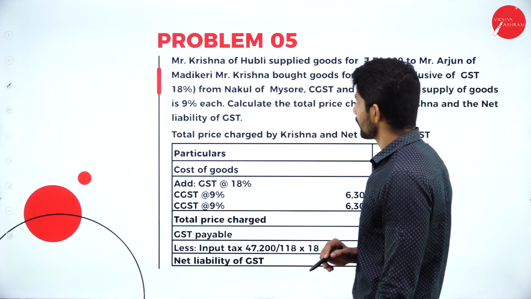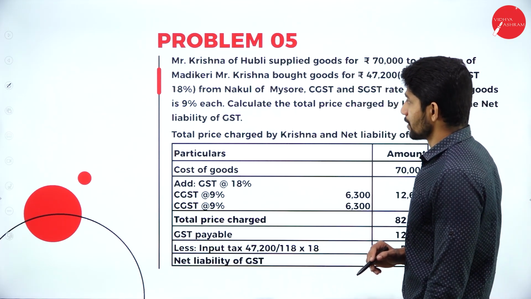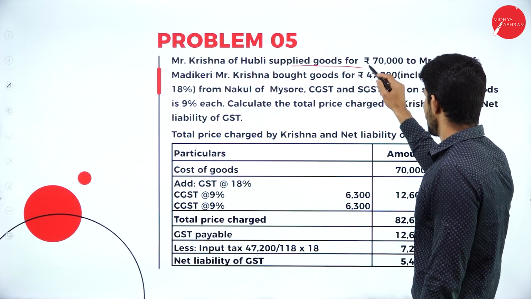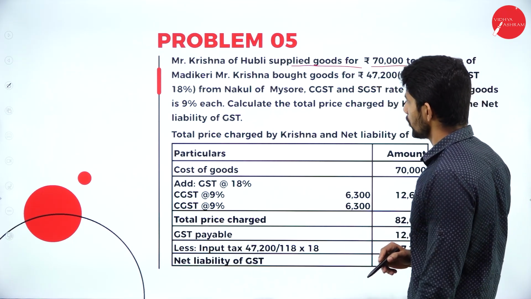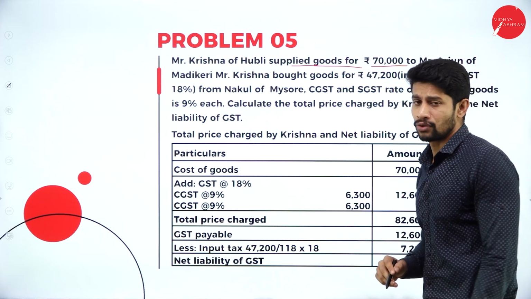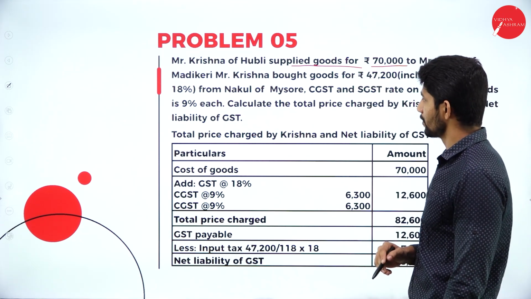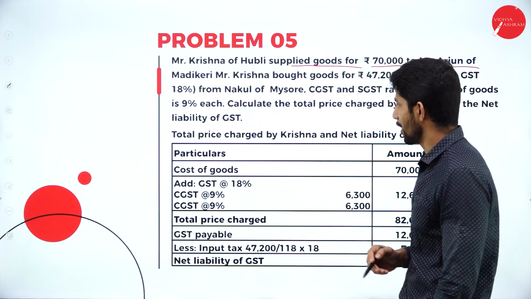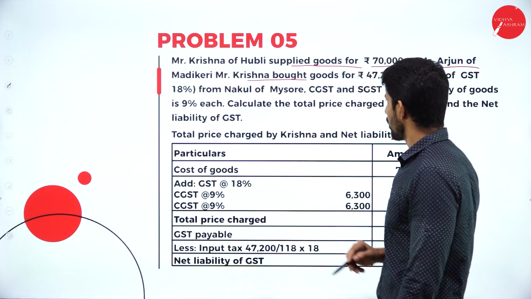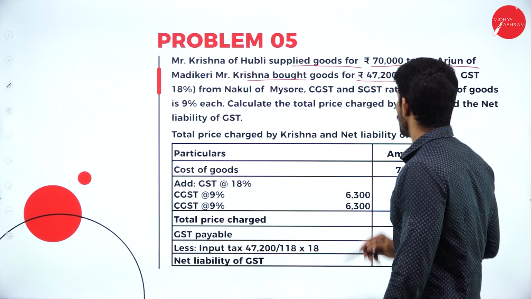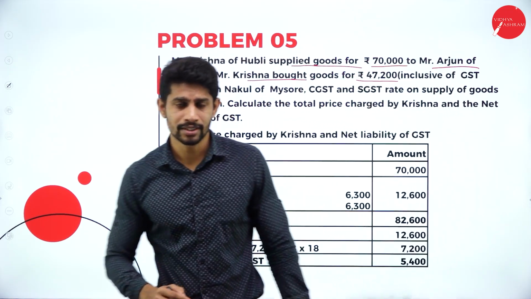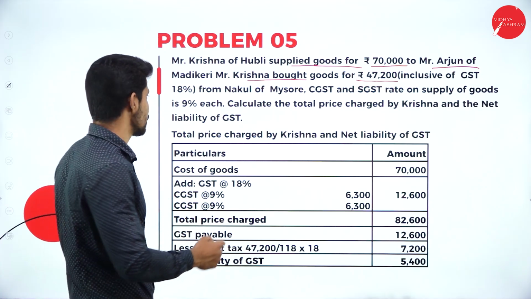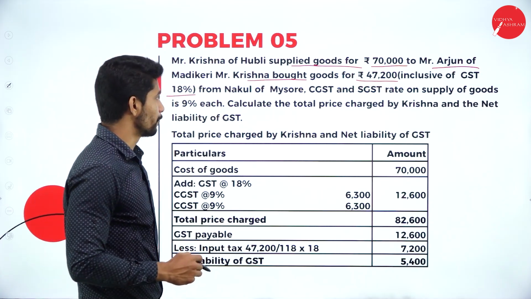So next problem, problem number 5. Mr. Krishna of Hubli supplied goods for rupees 70,000 to Mr. Arjun of Madikeri. So here Mr. Krishna is in Hubli and Mr. Arjun is in Madikeri. Both the parties are in the same state. And Mr. Krishna bought goods for rupees 47,200 inclusive of GST at 18% from Nakul.